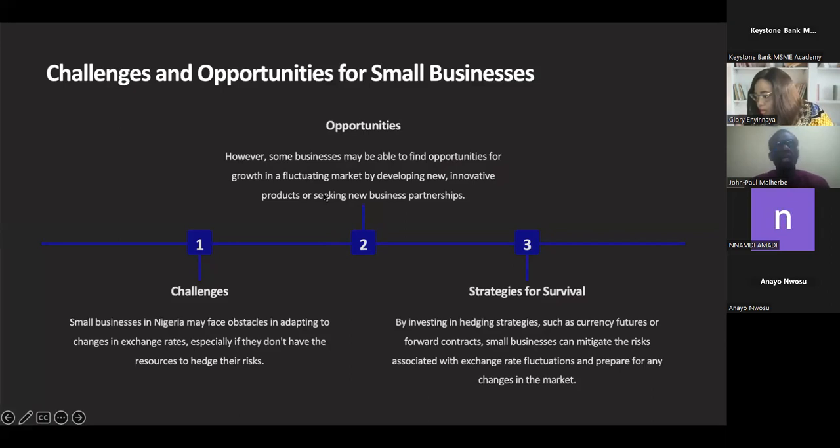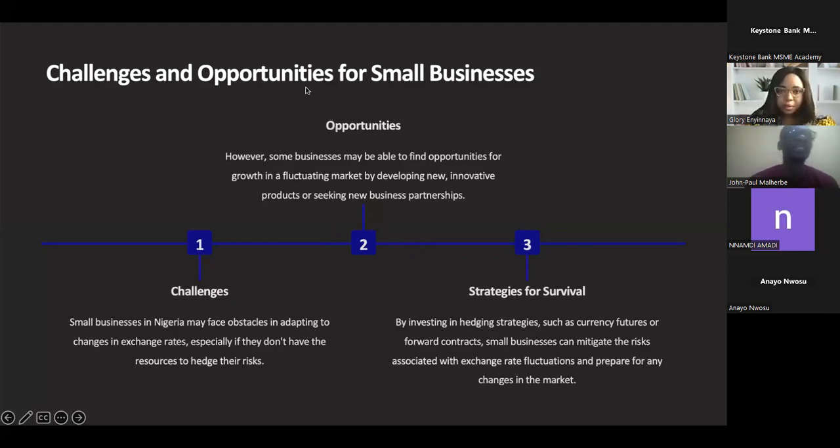Also, you could have different trade partners, do business trade partnerships with businesses who are providing substitutes for whatever you sell. So instead of dealing with people abroad, you can deal with people in Nigeria. It also presents an opportunity for people to go into new businesses that could cater to some of the things that people were looking for abroad. So those are some of the opportunities that small businesses can tap into.